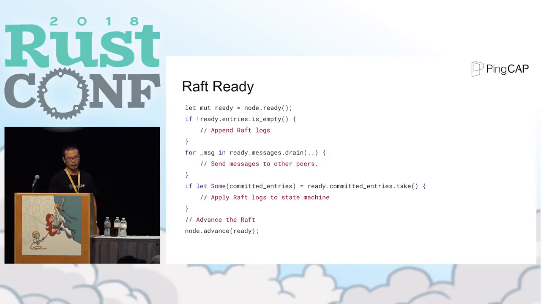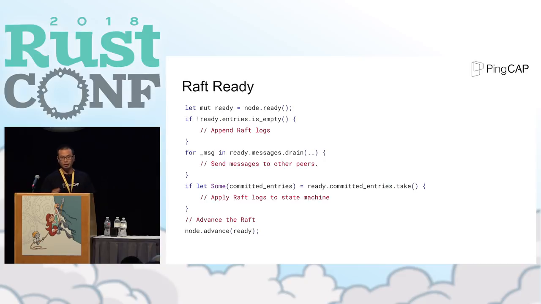And when the Raft node is ready, we can get this ready. Here you can see these entries, and we can append them to the Raft logs. And here are messages. We can send these messages to the other remote nodes. And here are committed Raft logs, and we can apply them to the state machine. After we finish them all, we can call advance. I didn't mention some things, but in the ready, we also need to handle the snapshot, the leader change, term change, or commit index change, but I don't list them in this talk.